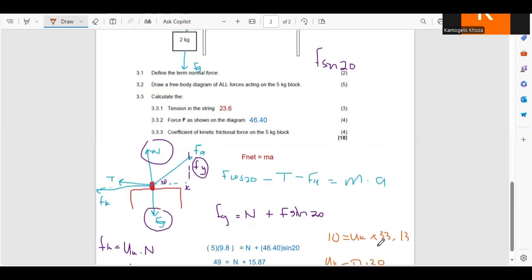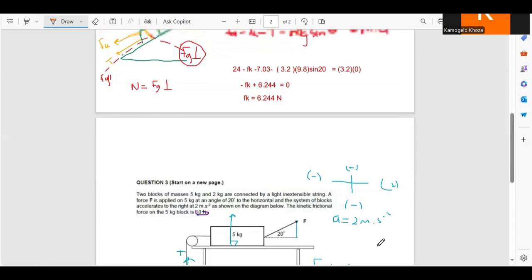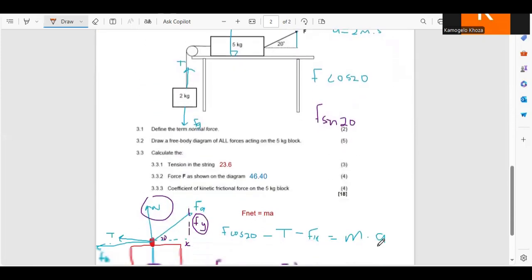Now, this is all for these Newton's second law questions. If ever you have any questions, always feel free to reach out.